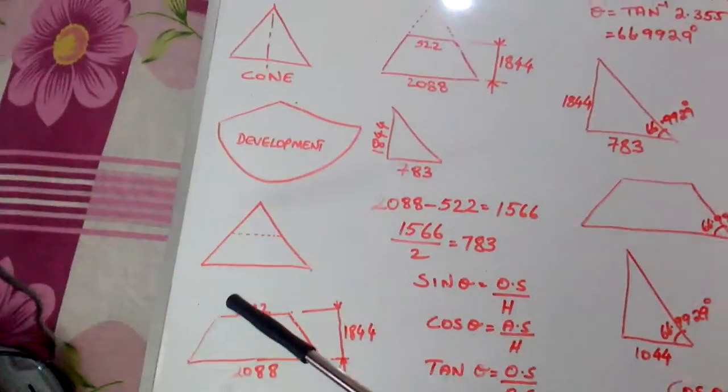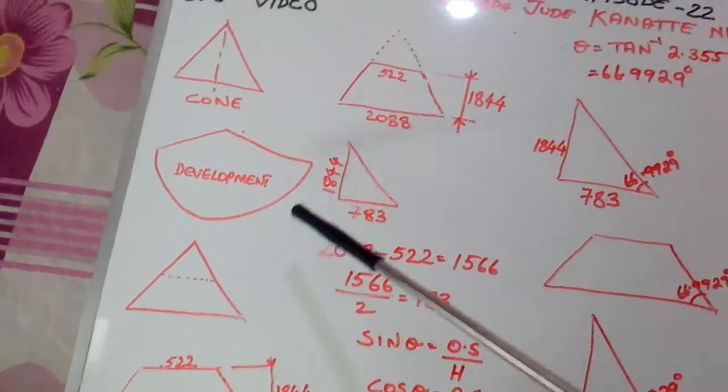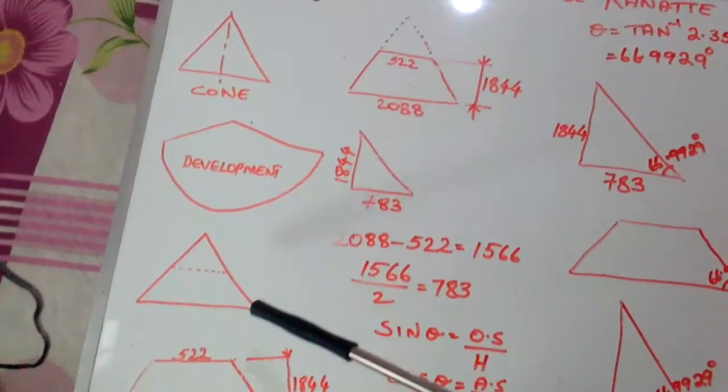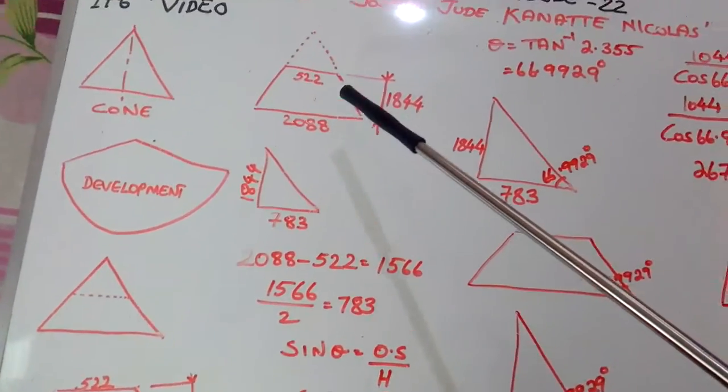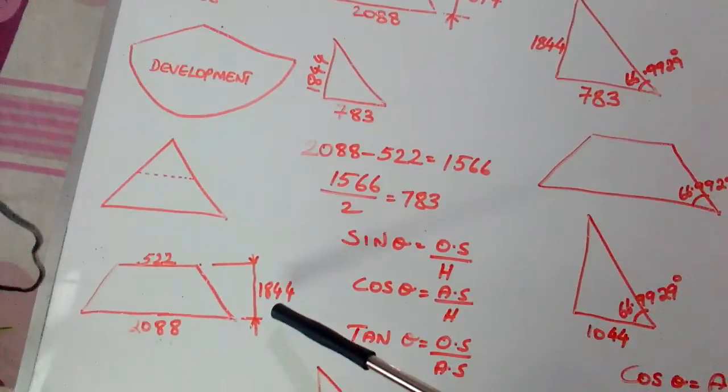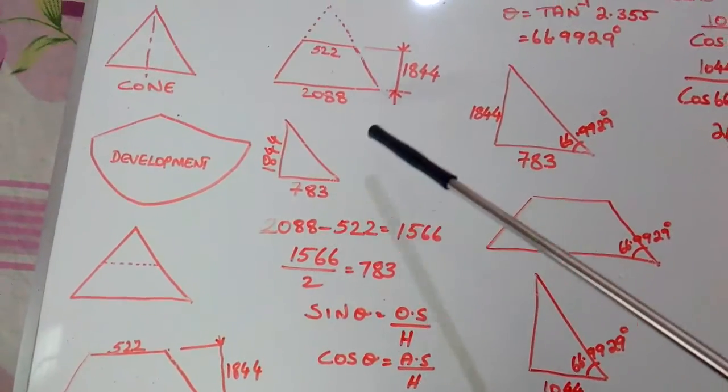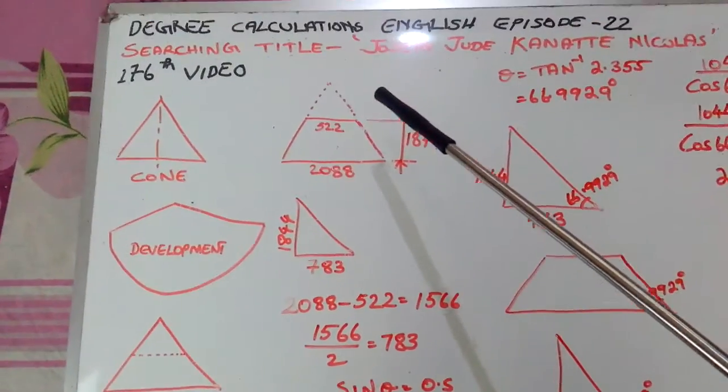Same measurement I have applied there. 522 diameter I have applied here. 2088 diameter I have indicated here. 1844 vertical height I have indicated here.